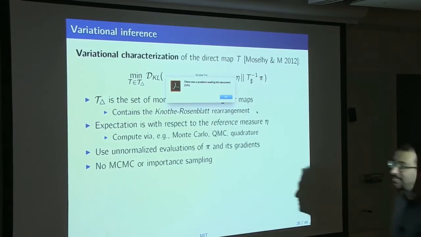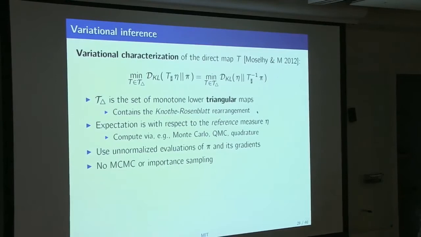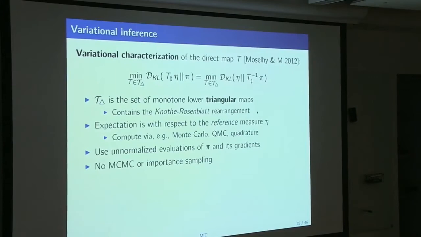Let's see what problems may be. So we want to construct this family of maps, and one of the questions is, how will I find the map that is good for my problem? And the approach that we're going to take, and as I mentioned, this is not MCMC, this is not importance sampling, this is a variational method.